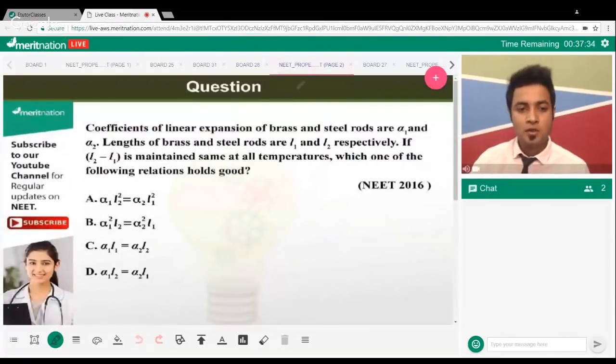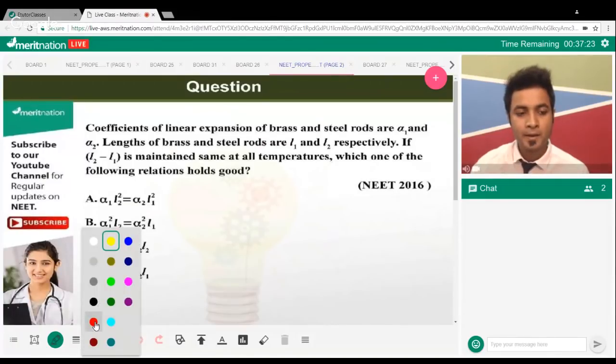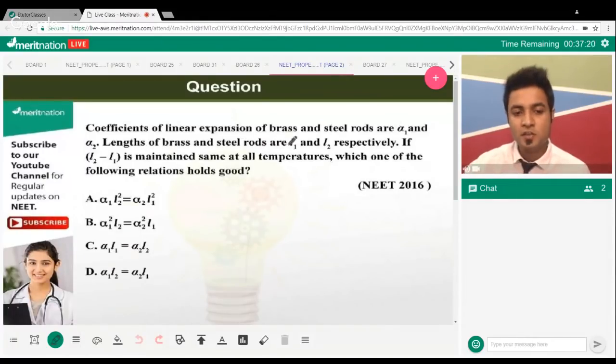Yes, so let me just take up a question here. The coefficients of linear expansion for the brass and the steel rods are alpha 1 and alpha 2. The lengths of the brass and the steel rods are given as L1 and L2 respectively. If L2 minus L1 is maintained the same at all temperatures, meaning the change in length will be the same for all temperatures, which one of the following relations holds good here? It's an 11th class chapter actually.